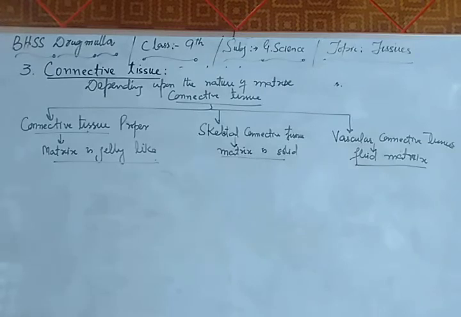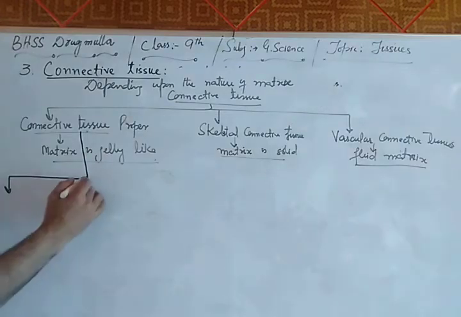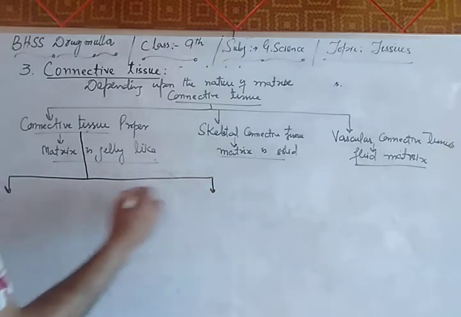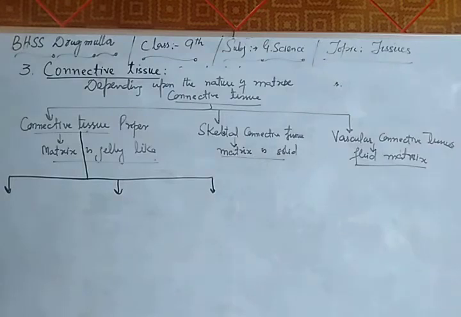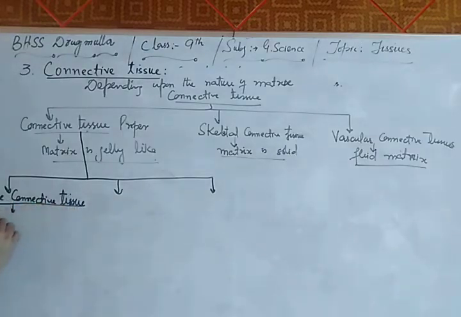This connective tissue proper is further of three types. The first is the loose connective tissue. This loose connective tissue is also called areolar tissue.